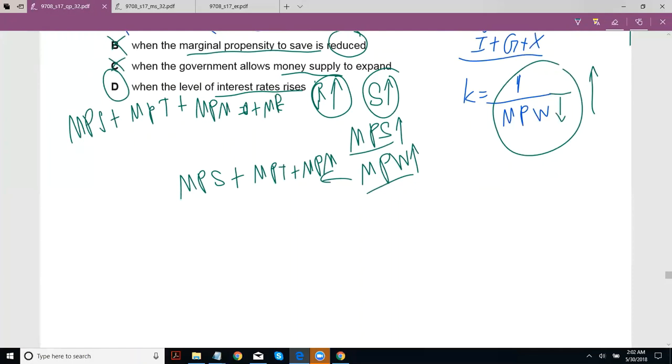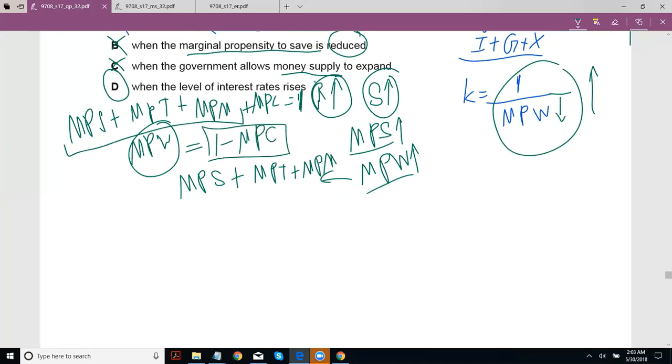This got a little messy, but let me fix that real quick. Okay, so plus MPC was equal to 1, because the idea was you'll save part of your additional income, part of it will be taxed, part of it you can import, part of it you can consume, which basically makes all of this equal to your marginal propensity to withdraw. This was all of your marginal propensity to withdraw, which is, by the way, equal to 1 minus MPC.